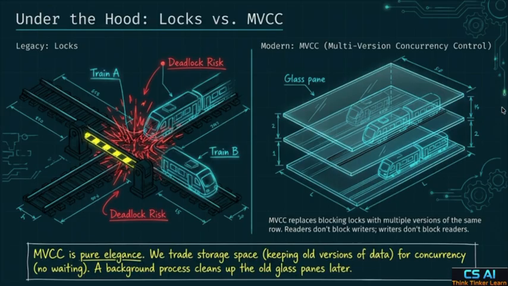Under the hood, how do we actually do this? Legacy systems use locks, train A versus train B, which creates massive deadlock risk. Modern systems use MVCC, which is Multi-Version Concurrency Control. Think of this as looking through glass panes. Instead of blocking a writer, a database creates a new version of the row. Readers don't block writers, and writers don't block readers. We trade storage space for concurrency, and a background process cleans up the old versions later on.